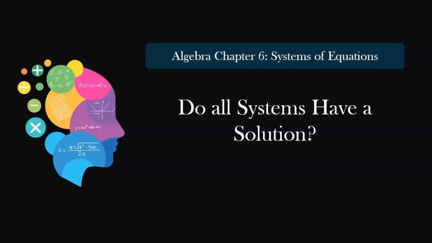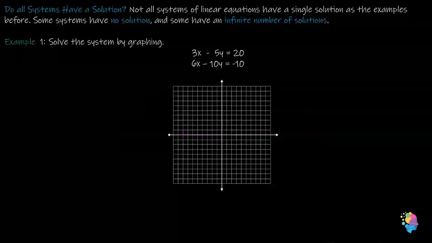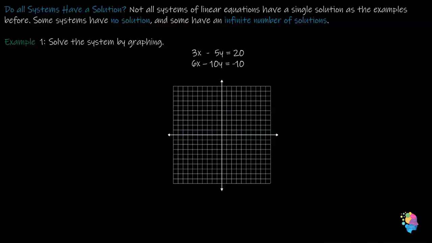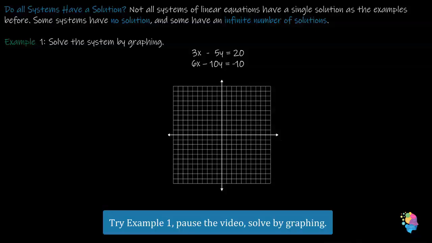Let's answer the question, do all systems have one solution? Not all systems of linear equations have a single solution as the examples before. Some systems have no solution and some have an infinite number of solutions.